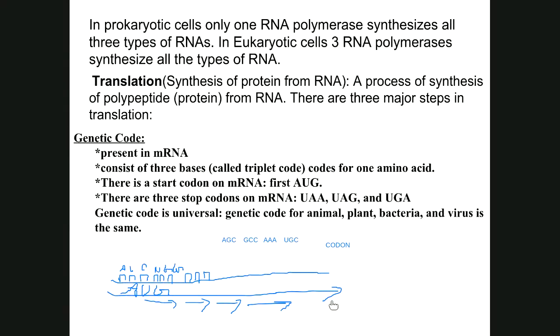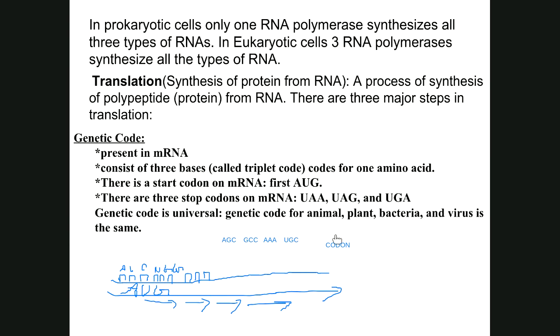The same way, when the mailman finished his job, he got the instruction from his office that maybe at 3 o'clock you have to stop delivering the mail. Same in here also. The messenger RNA gets the instruction that it has to stop. The same way, there are 3 stop codons. 3, it is important. 3 stop codons are present: UAA, UAG and UGA.